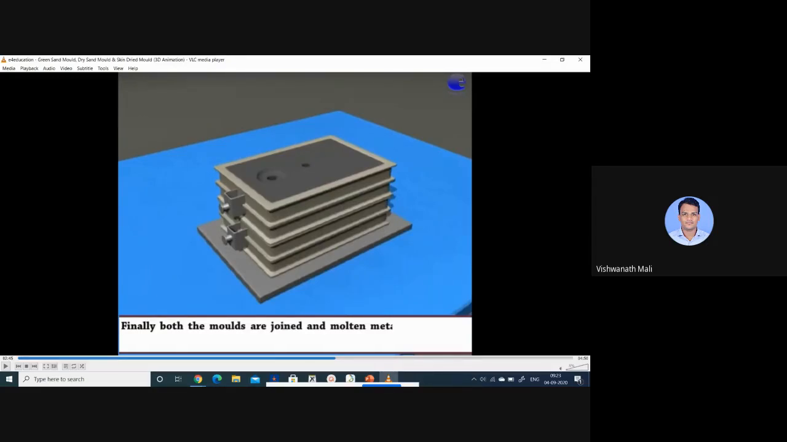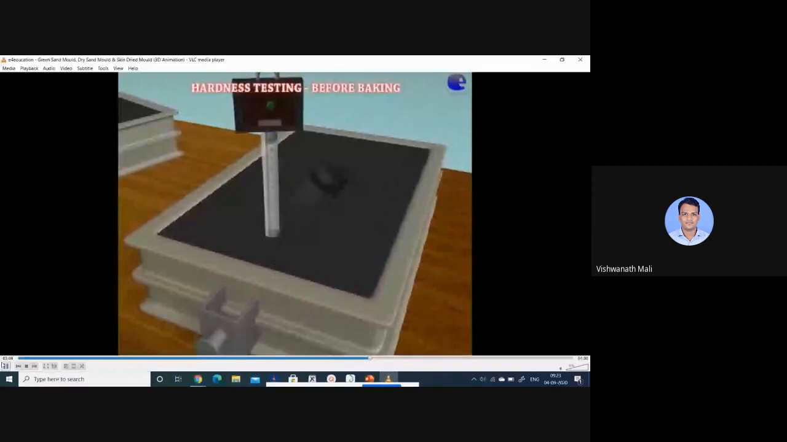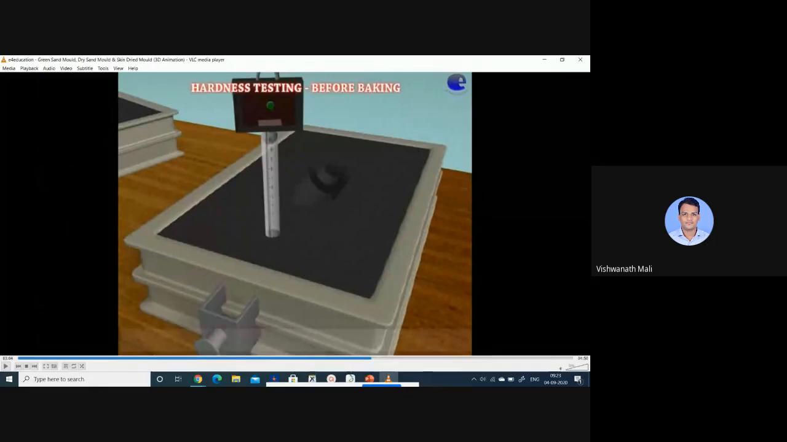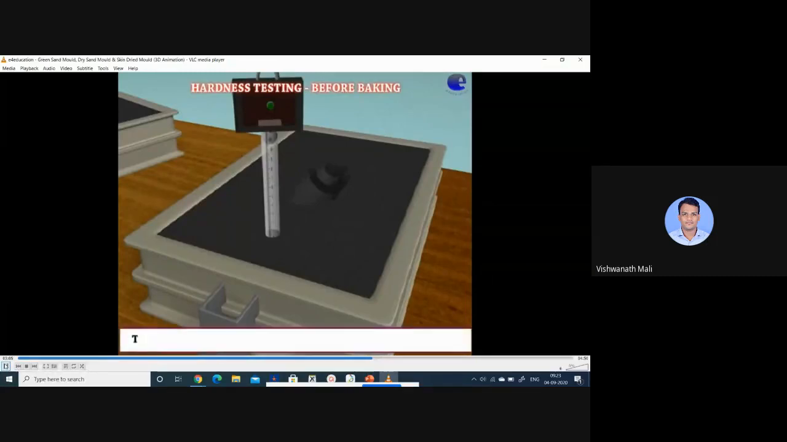To get good strength, what do we do? We go for baking of this mold. Now see here, if you check the hardness or strength of this molding sand, we are going to see it with testing. I already told you about sand testing, which includes this hardness testing. So we have prepared this molding sand with the help of green sand.